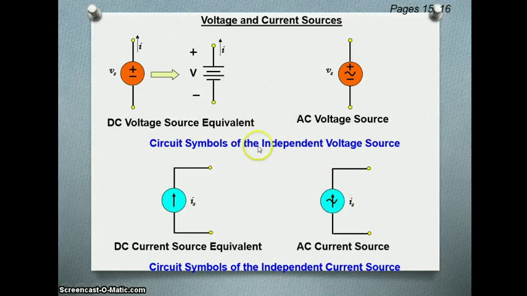So in the slide, what you find are the symbols of independent sources, whether it is an independent voltage source or an independent current source. The similarity is that both of them are represented by the circle. So basically the circle represents that, whatever the type of source, it is an independent source, so the value is constant. An independent voltage source gives a fixed value of voltage. An independent current source gives a fixed value of current.